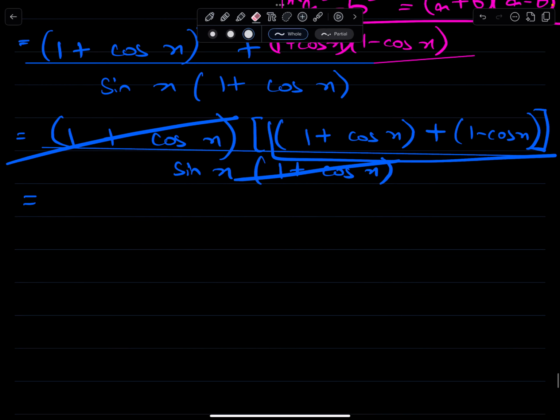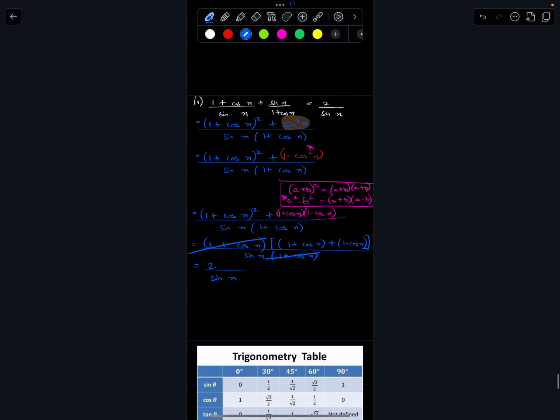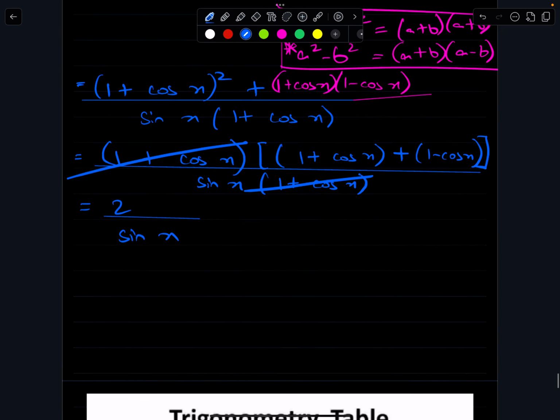We'll solve this part. So 1 plus 1 is equal to 2. And the cos x's cancel out. So we have 2 over sine x. And this is exactly what we needed.